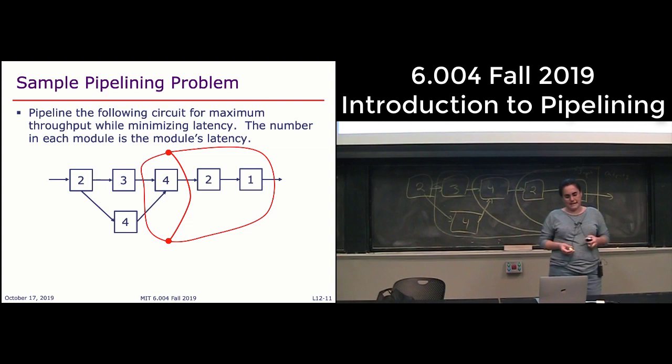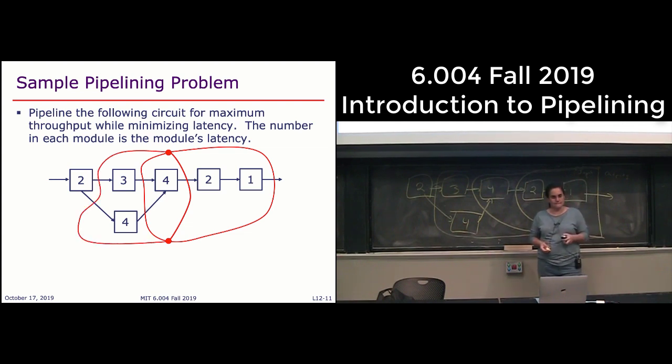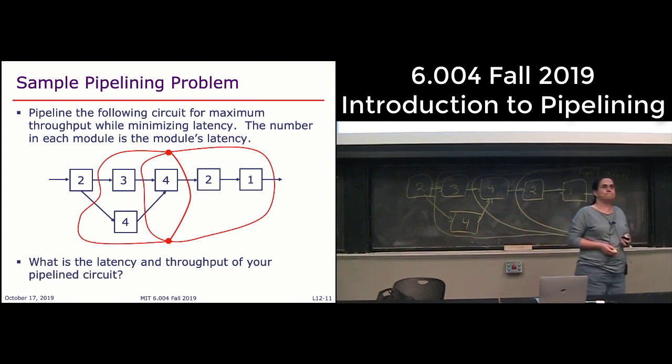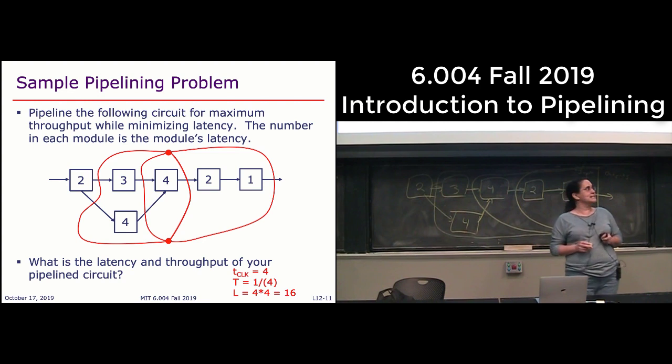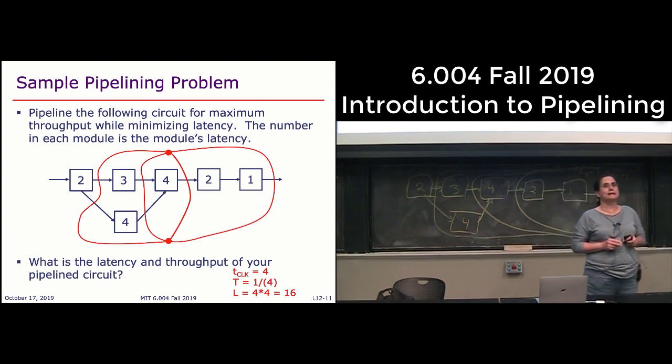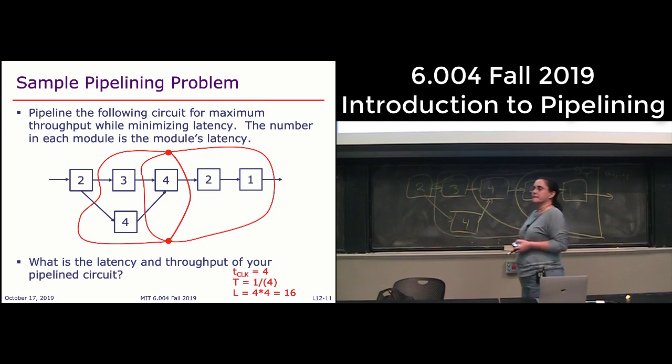And so let me draw these out for you here on the slides. And so what's the latency of this circuit? 4 pipeline stages, T clock equals 4. So 16, right? And my throughput is 1 over 4. Every 4 time units, I'm going to get a new output out of this circuit. Is everybody comfortable with what we did there? All right, in recitation, you're going to do a lot more of these examples.